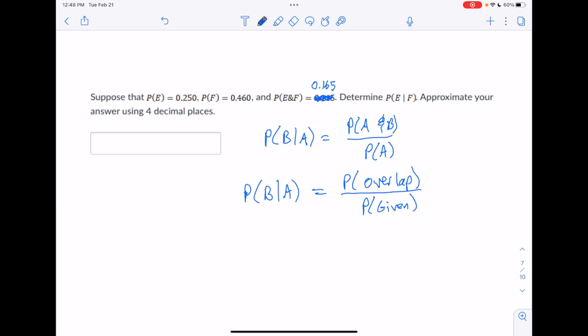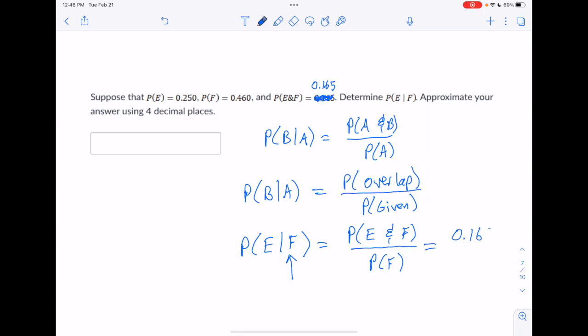When we apply that to what we have here, they want the probability of E given F. We start off with the probability of the overlap, so that would be the probability of E and F. And we divide that by the probability of the given, and this one after the line is our given, so that would be the probability of F. Both of those are numbers given for us: the probability of E and F is 0.165, and the probability of F, which was our given, is 0.460.